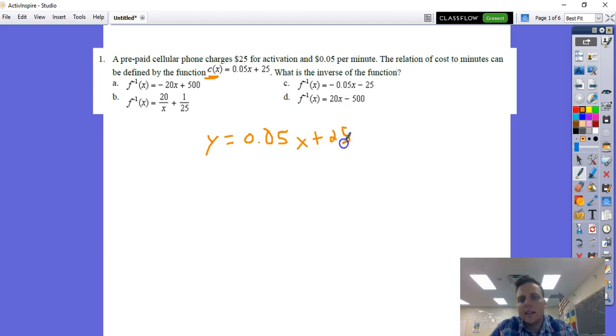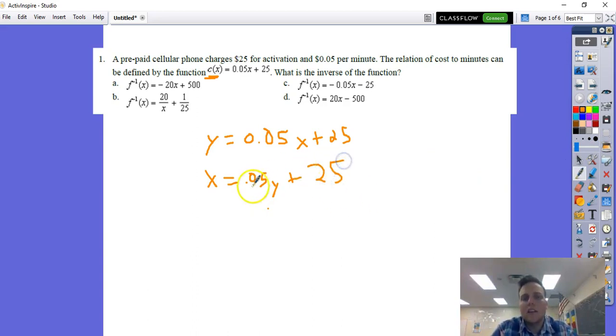Alright, then my next step is to switch x and y. So x equals 0.05, actually, that first 0 is not necessary. Plus 25. That should be a y right there. I should just erase it like a normal person rather than scratching it out. So put a y. That's a really long y, let me shore that up just a bit, okay? And then plus 25. Now I just need to solve for y again.